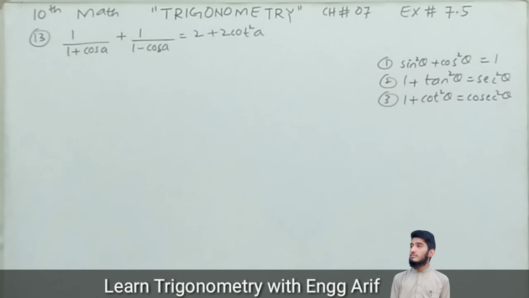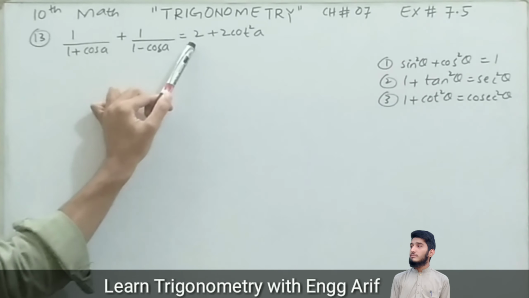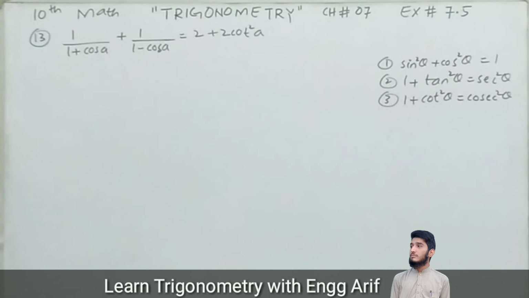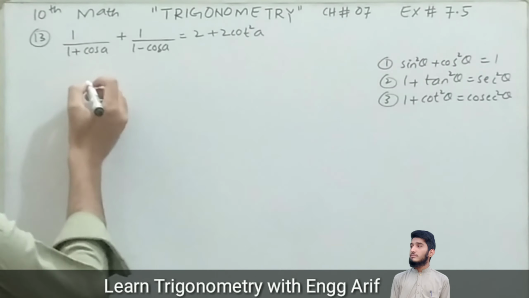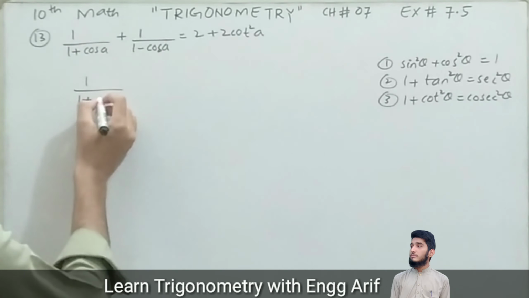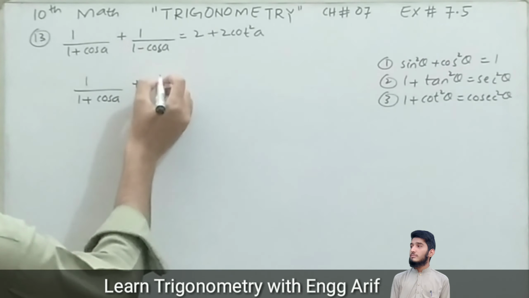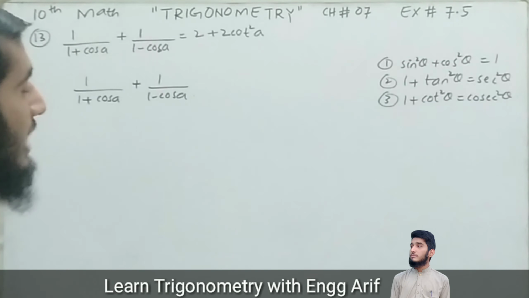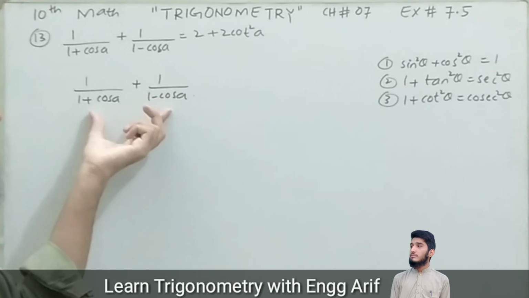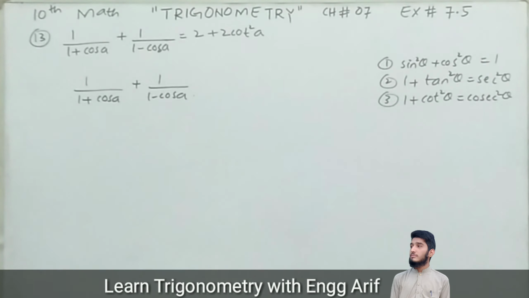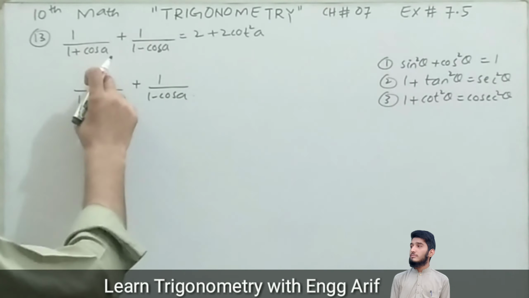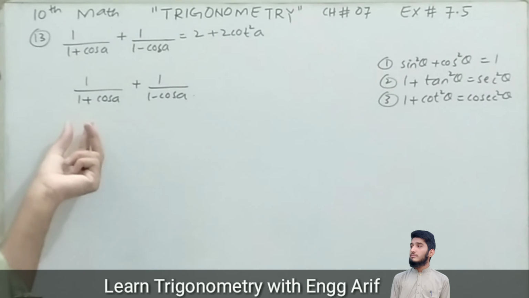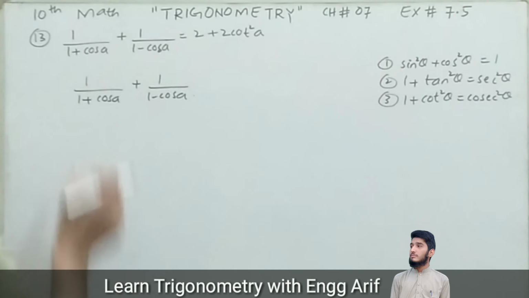Now move toward question number 13, which is the last question of today's lecture. 1 over 1 plus cos a plus 1 over 1 minus cos a will be equal to 2 plus 2 cotangent square a. Now taking the left hand side, which is 1 over 1 plus cos a plus 1 over 1 minus cos a, again I will make the denominators the same. For making the denominator the same, I will apply the rationalization method on either fraction. Let's suppose I apply it on the first fraction.